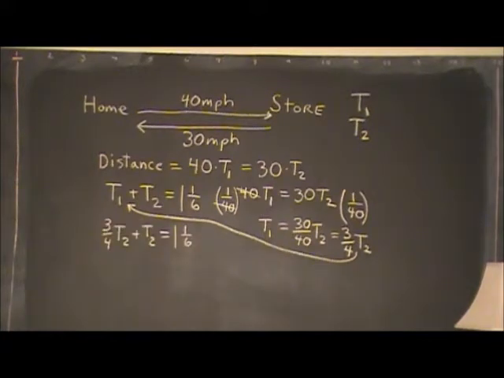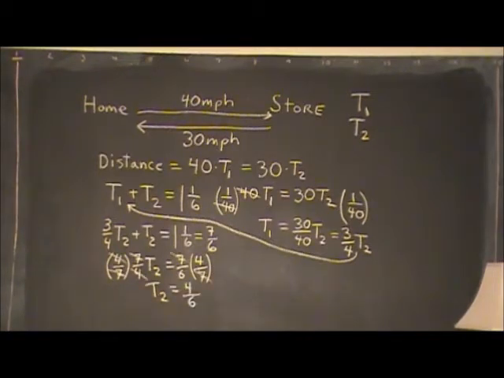Therefore, 3/4 times t2 plus t2 is equal to 1 1/6, which is just equal to 7/6. Summing the terms on the left-hand side, we see that 7/4 t2 is equal to 7/6. If we multiply both sides of the equality by 4/7, the 4s and the 7s on the left-hand side cancel, and after canceling the 7s on the right-hand side, we see that t2 is equal to 4/6.